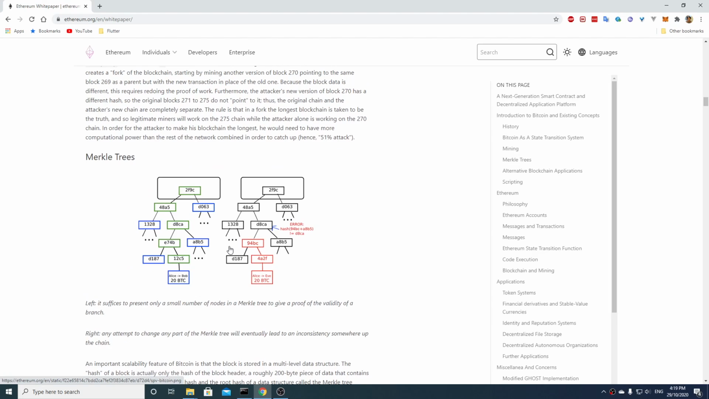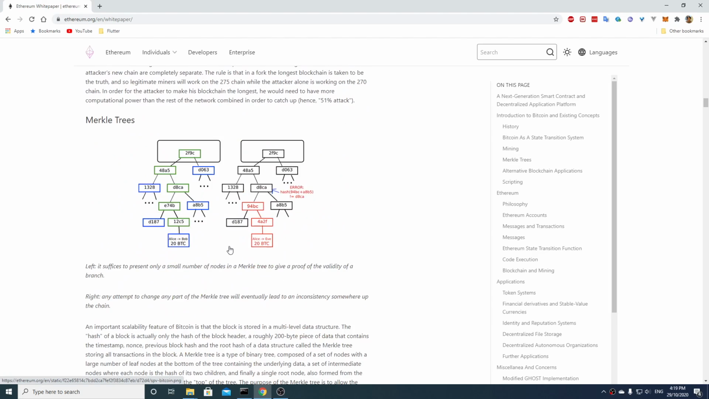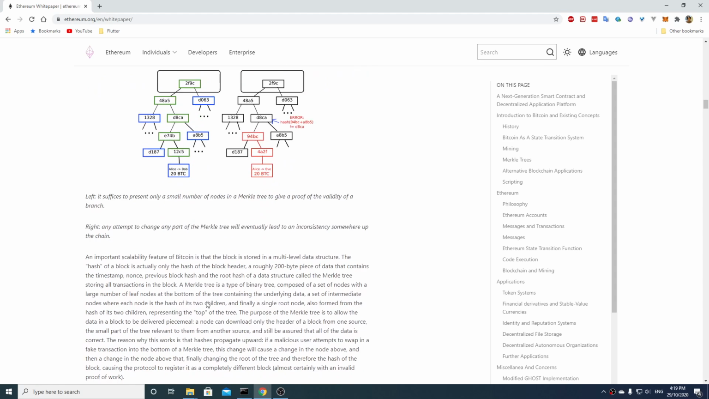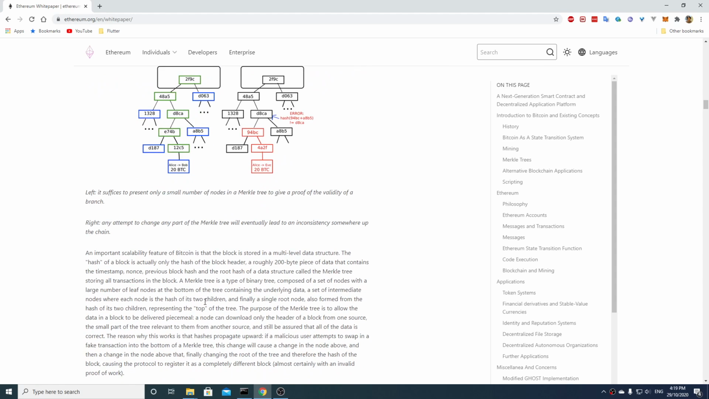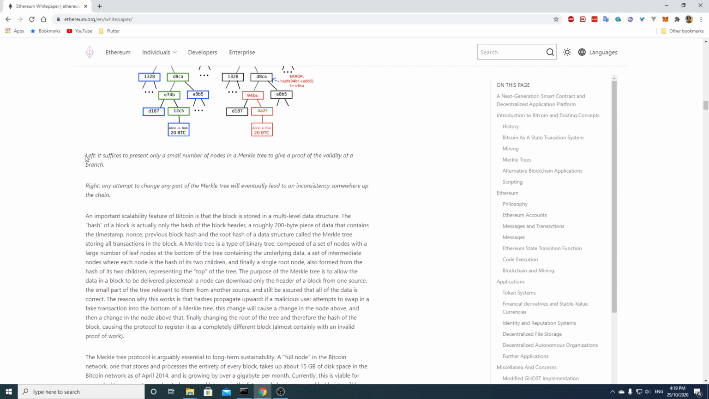Moving on from mining, the next part of the paper talks about Merkle trees. Okay, let's see what's the Merkle tree. Alright, this is a thing about the drawing, so the text begins here. An important scalability feature of Bitcoin is that the block is stored in a multi-level data structure.